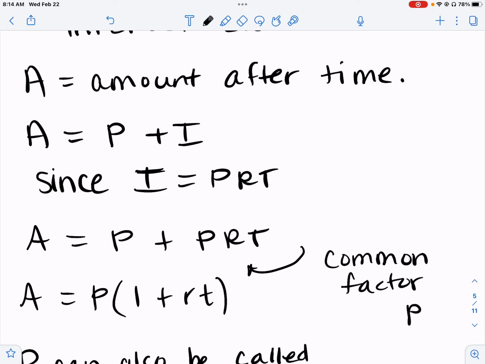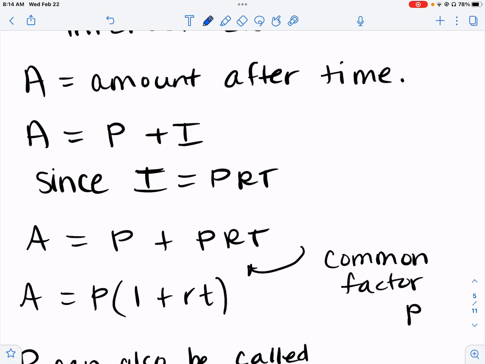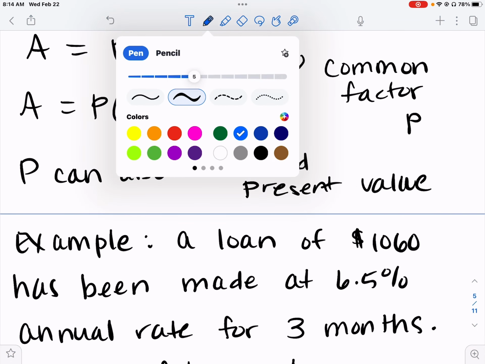Since I equals PRT, we can replace I. Since I equals PRT, I can replace the I with PRT. Now, since they both have a P, I can take out the common factor of P, which would leave 1 plus RT. P can also be called the present value.